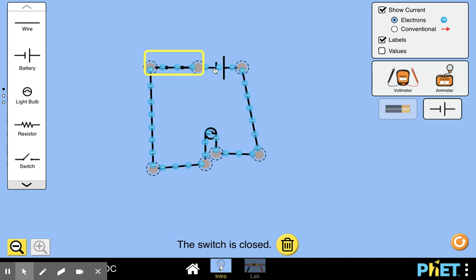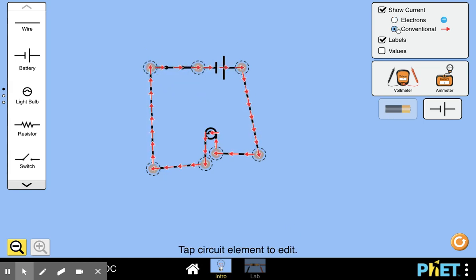Notice that the electrons come out of the small end of the battery, but if I were to be modeling it in terms of the positive current, it comes out of the positive end of the battery.